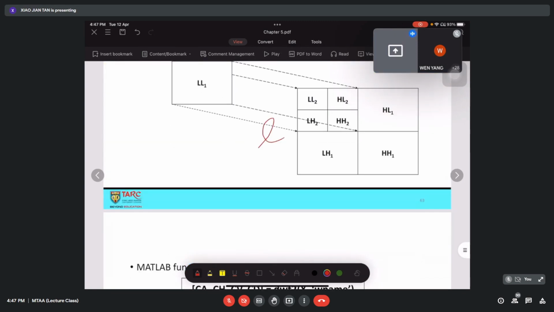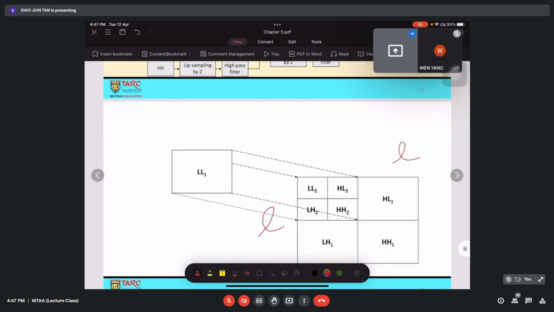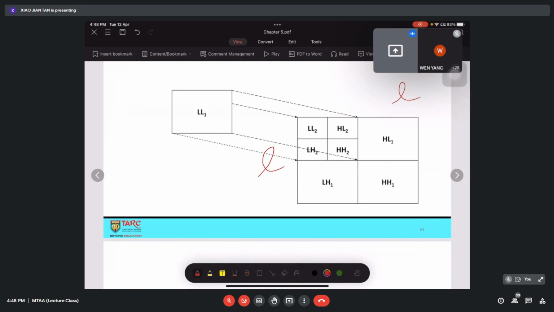Nonetheless, the algorithm here you can try, and this is just a way to show the result. Why is LL2, LH2, HL2, and also HH2 put in this box? This is the approximation of the image, and these other three boxes show different detail images, in diagonal, horizontal, and vertical. But this one is actually the approximation of the original image. So that is the reason why we put it here.